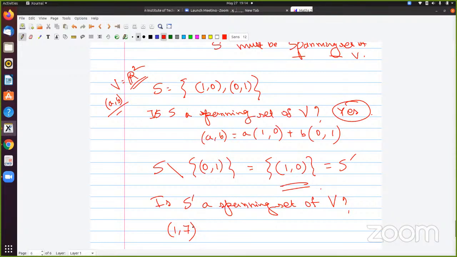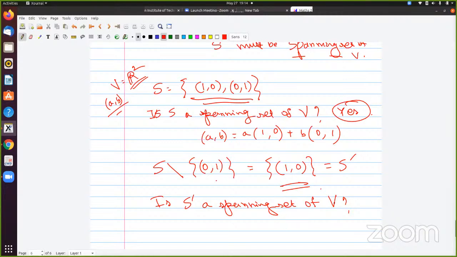Sir, this is not clear. Can you please repeat this one? Once I delete one element from here, let us say I am deleting 0 comma 1, so I am getting 1 comma 0 as my new set, right? This was my set, right? So I am deleting 0 comma 1 and getting 1 comma 0 as my new set, correct?